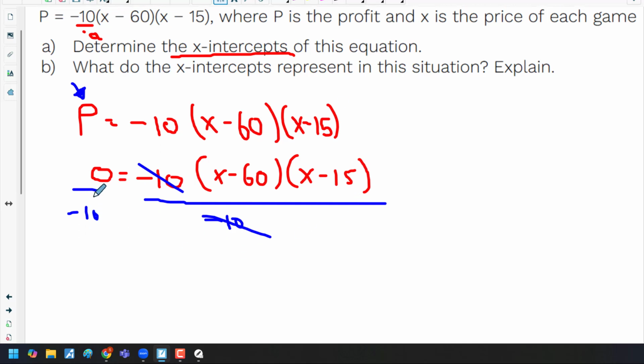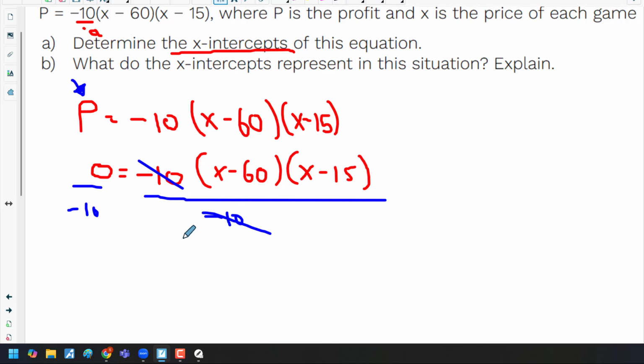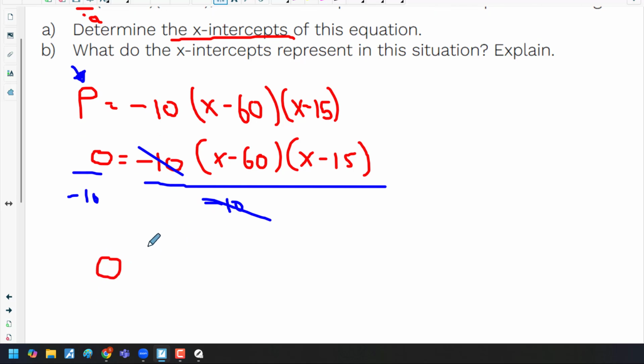I'll give you a hint. Anything like 0 divided by anything, it's just 0. Try it in your calculator. Very easy.